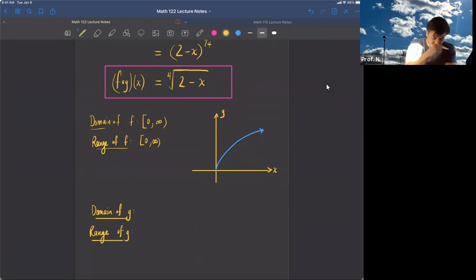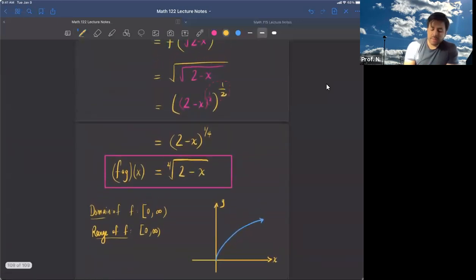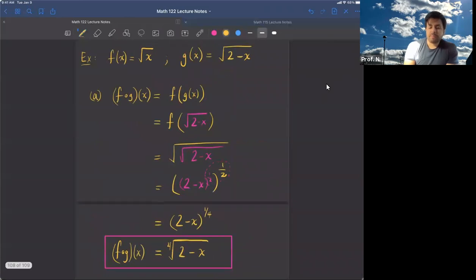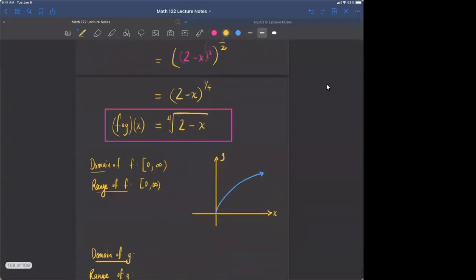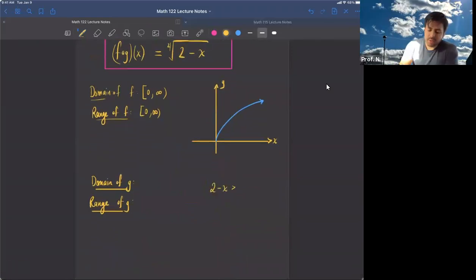So what is the domain of g? Remember how we find the domain of g? What are the x values that make this okay? Well, the denominator has to be greater than or equal to what? 0. Correct. So then we say 2 minus x has to be greater than or equal to 0.